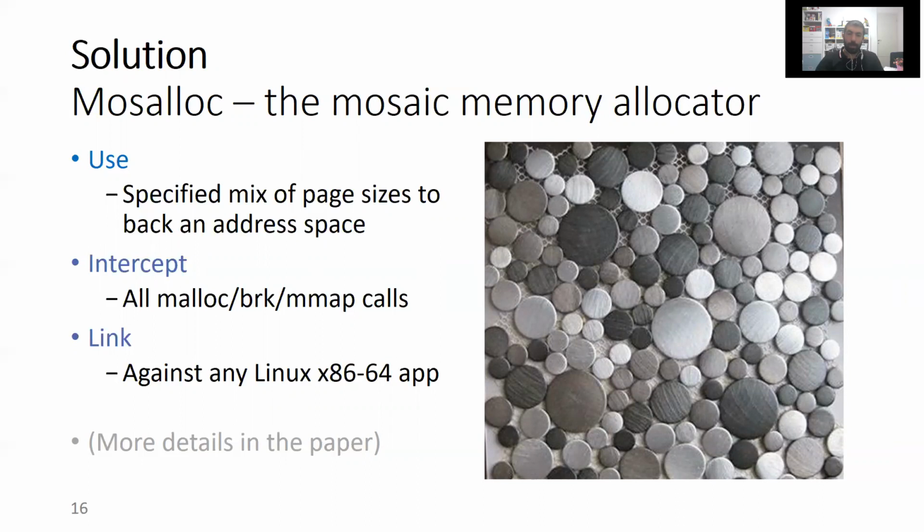Mosalloc intercepts all memory allocation requests and serves them with a user-defined mixture of page sizes. Mosalloc can link against any Linux application running on 64-bit x86 processors without modifying or rebuilding the application. We will not describe how Mosalloc is implemented in the interest of time, but you can find the details in the paper.